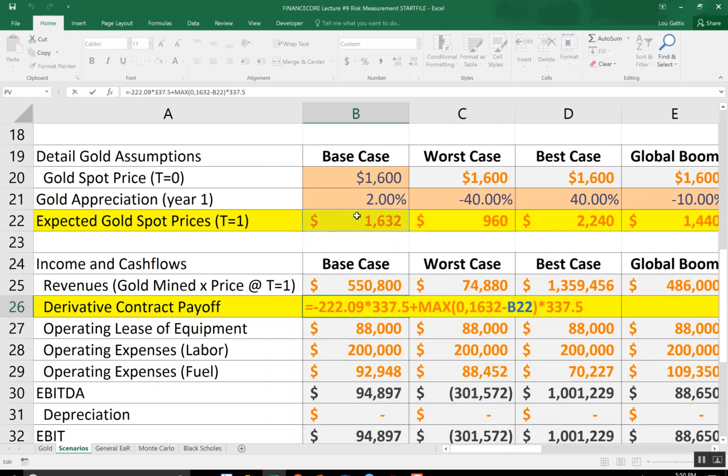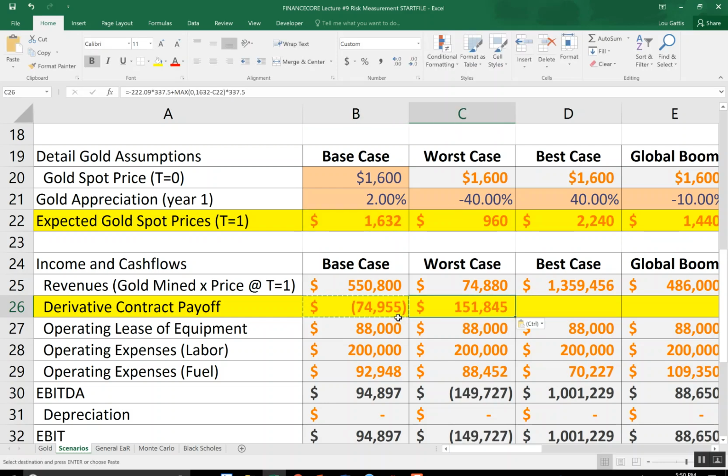If gold turns out to be 16.32 and Todd has a contract to sell gold at 16.32, well, that's going to be 0. It's actually the maximum of 0 or 0. In that case, Todd's going to walk away and just sell his gold in the spot market. It's easier, but he lost that premium. Well, let's copy this right here. Here's a worst case scenario.